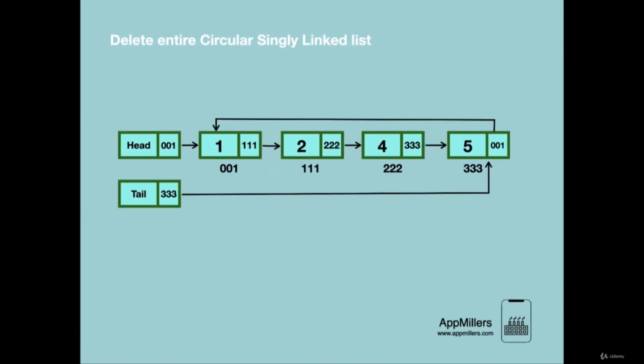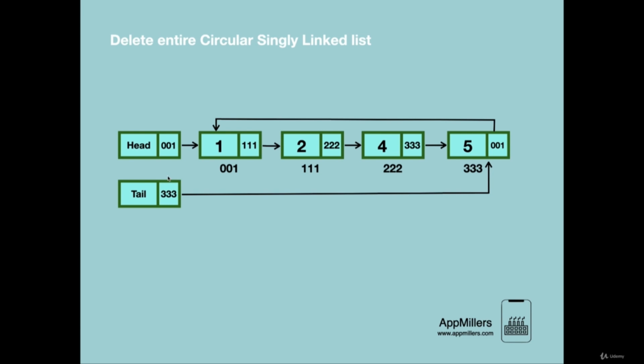Alright, in the previous lecture, we looked at deletion of a node from a circular single linked list. Now in this video, we will look at how to delete the entire circular single linked list, and we will implement it in practice. The steps are very simple, because all we have to do here is delete 3 references, which are the reference from head to the first node. We need to delete this reference from here.